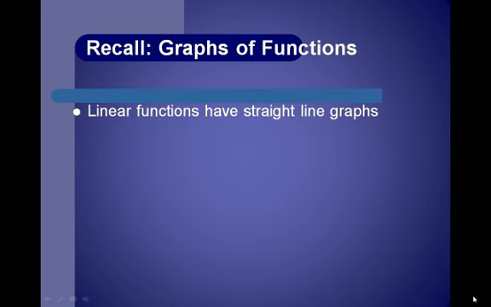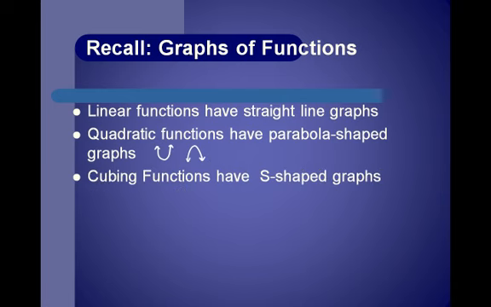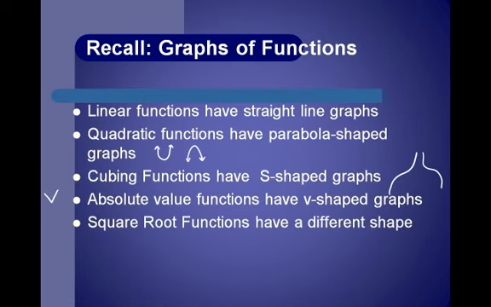Linear functions have straight line graphs. Quadratic functions have parabola-shaped graphs, which are either opening upward or opening downward. Cubing functions have S-shaped graphs, meaning they go up like this or they might go down like this. Absolute value functions have V-shaped graphs like that.